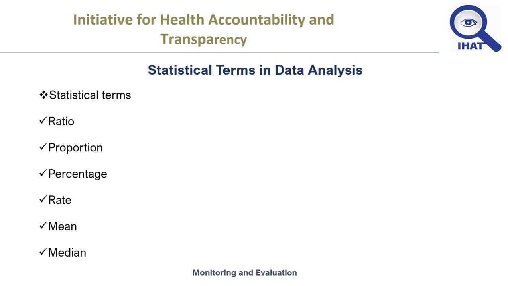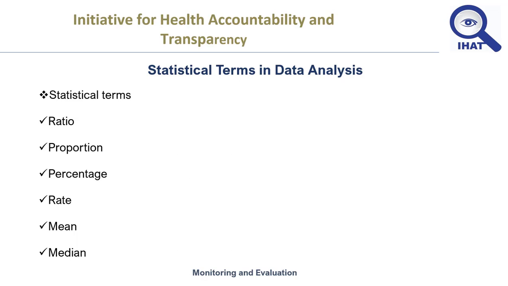Let us look at some statistical terms in data analysis. The common statistical terms include ratio, which is a comparison of two numbers expressed as A to B, or A per B, or A:B. It is used to express such comparisons as clinicians to patients or beds to clients and is often calculated as A over B. Example: in local government X, there are 600 nurses and 200 clinics. What is the ratio of nurses to clinics? It is 600 over 200, which is 3 nurses per clinic, or a ratio of 3 to 1.